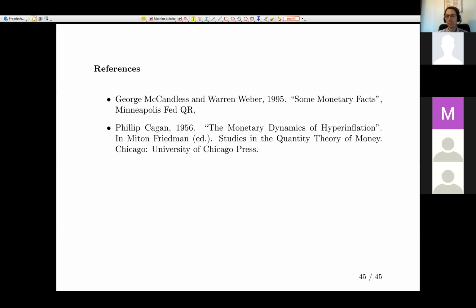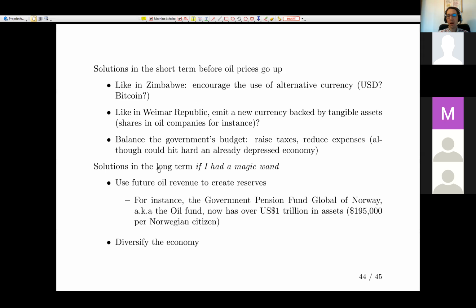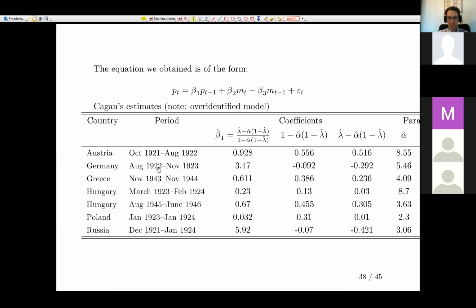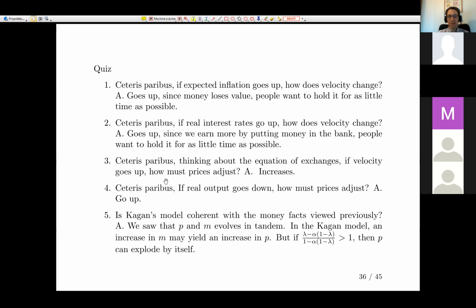Excuse me, could you re-explain the last answer for the last question of the quiz concerning the money facts and the Cagan model? Yeah, okay. So this is my answer. Is Cagan's model coherent with the money facts viewed previously?